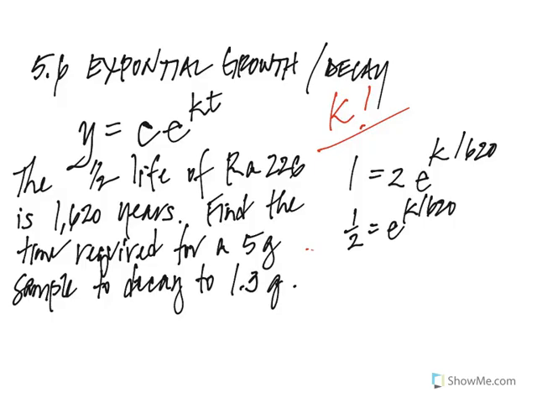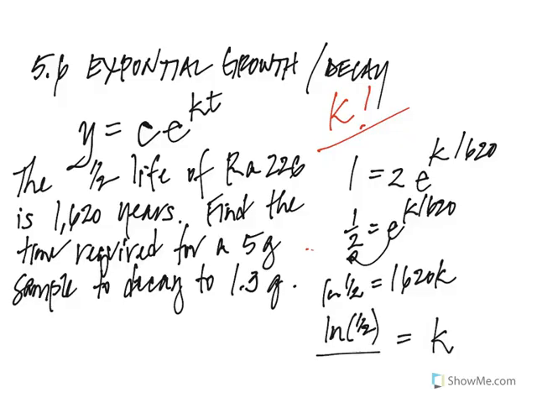e to the 1620k. I bring the e to the other side. I'm going to natural log a half. That's 1620k. I divide by 1620. So k turns out to be the natural log of 1/2 divided by 1,620.